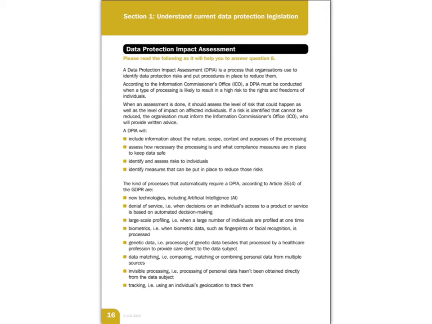Any large-scale profiling, i.e. when a large number of individuals are profiled at any one time. So if you're collecting a lot of group information together, group data, in order to, again, anonymise it, maybe find trends and analyses, that information must involve a data protection impact assessment.